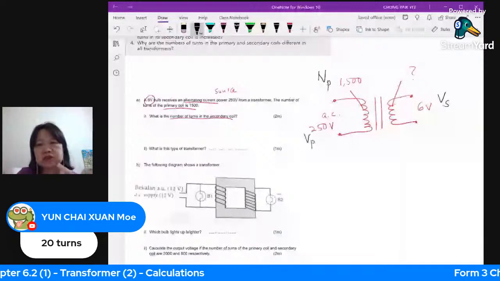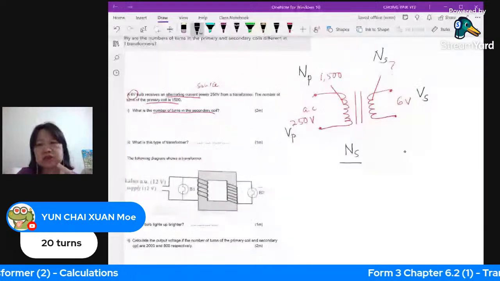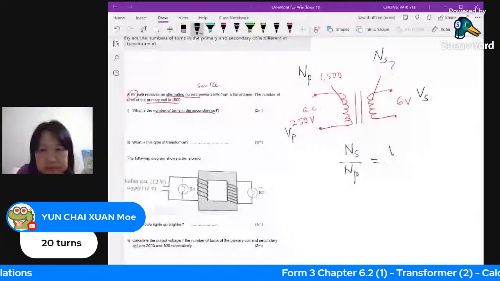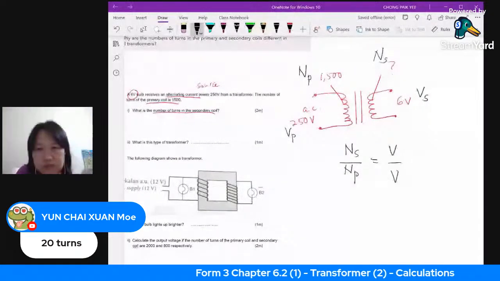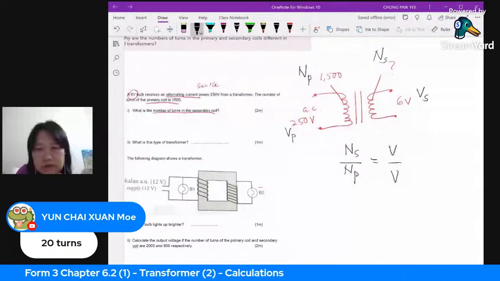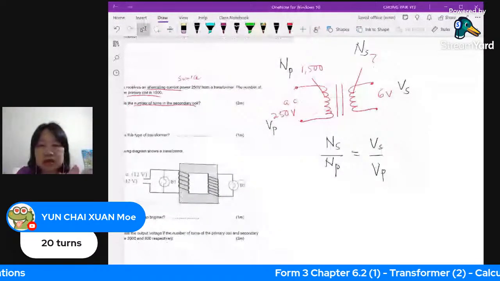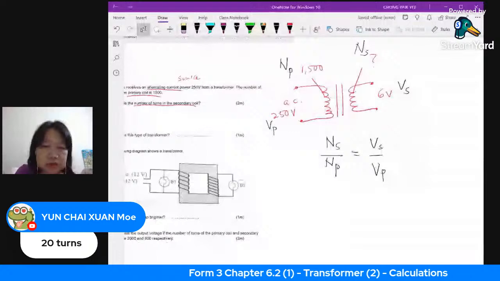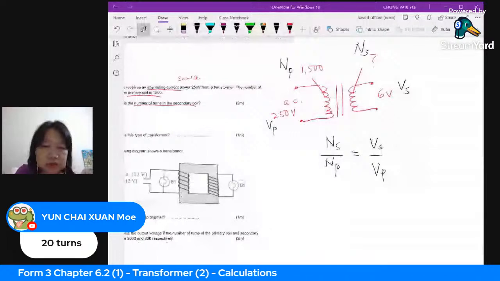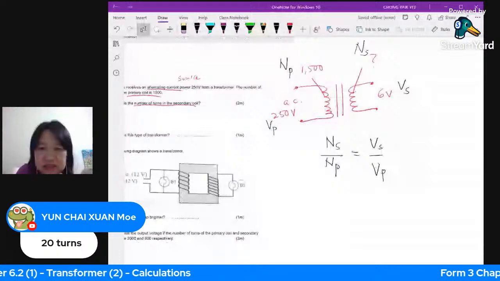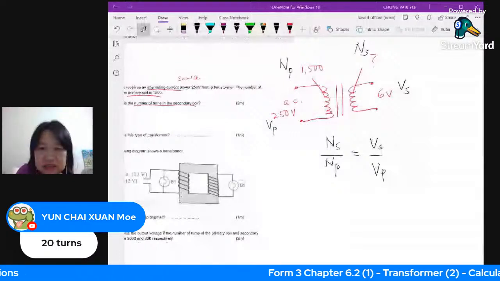So, and then the other must be NP. Okay, so equals to V over V. Since my S is on top, so my V also must be VS on top and VP here. Okay, then just put your numbers there, punch on your calculator, you get your answer. So simple. Okay, NS, leave it alone because this is what I want to find. My VS is 6, right? Then my VP is 250.